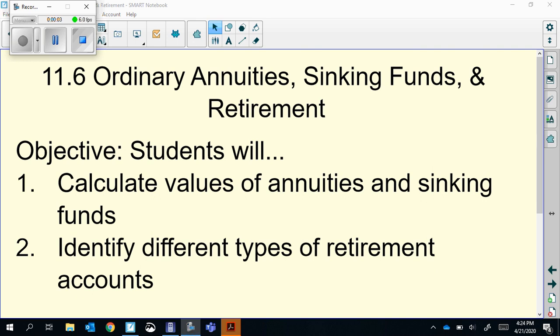Hey guys, in this lesson we're going to look at retirement accounts and some annuities and things like that. Much more fun because it's not debt, it's actually making money. I think it's a much more fun way to look at money. Not when it costs you, but when it makes you money.